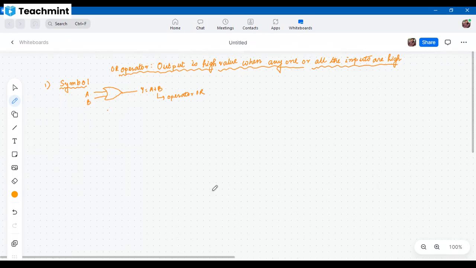There can be a 3 input OR gate also. So 1, 2, 3 inputs are there. So A, B, C, and the output will be Y equals A plus B plus C. Okay. So let us go to the next part, that is the truth table.